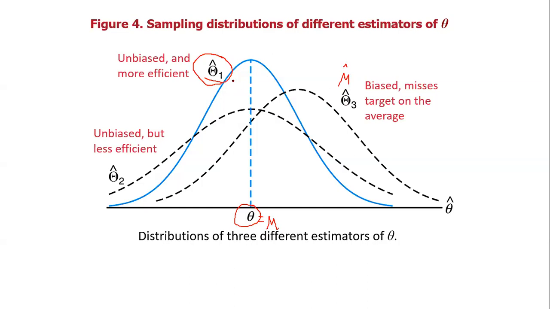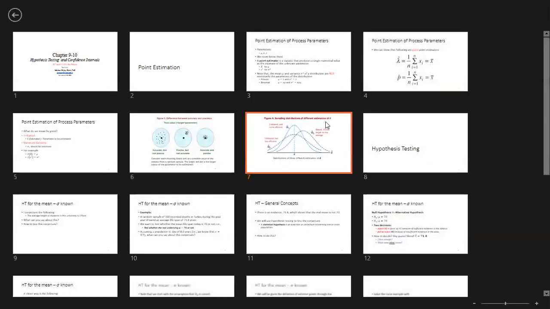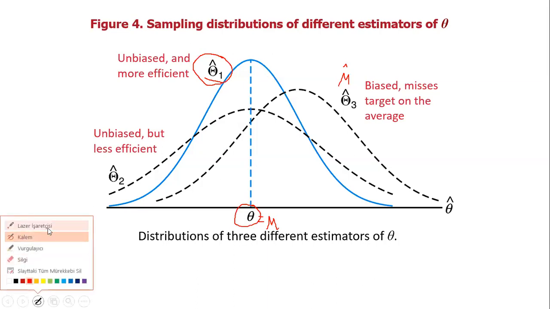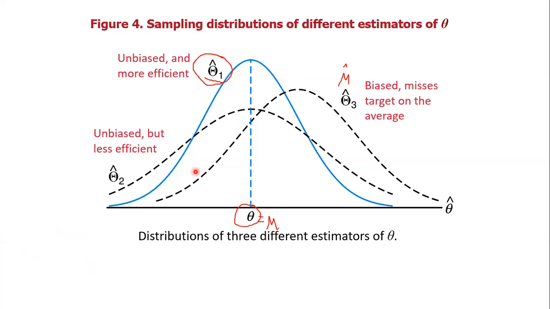So which one is the best one? Theta 1 hat. Why? Its center is at mu, and as you see, its deviation is smaller than theta 2 and theta 3, because it has a peak at theta, and it just goes quickly down to the left and to the right. Theta 2 hat has thick tails, long tails at both ends.